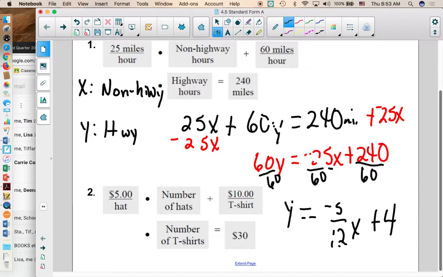Okay, now, Natalie, what's my y-intercept now? 4. And what's my slope? What's the slope? Negative 5 twelfths.